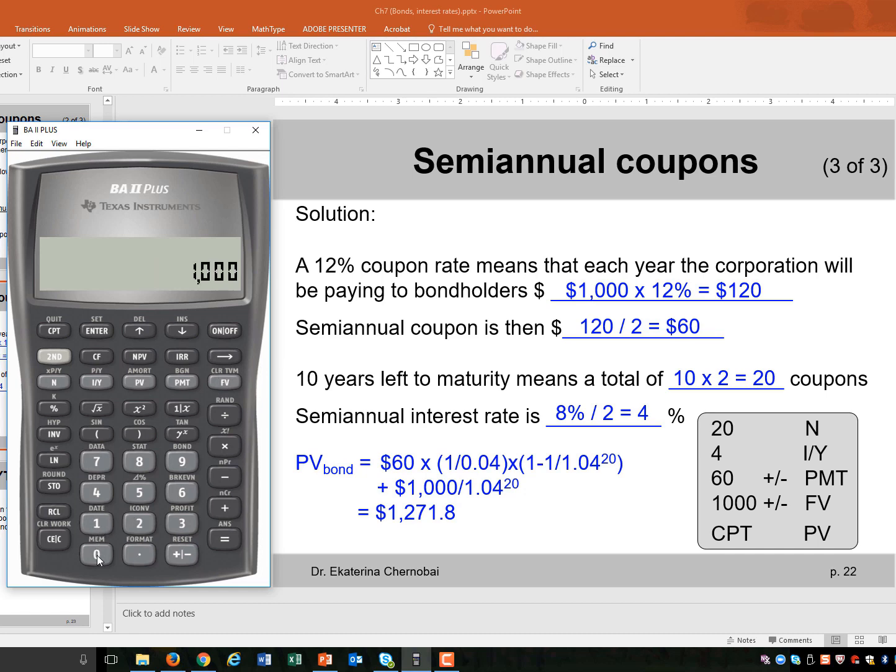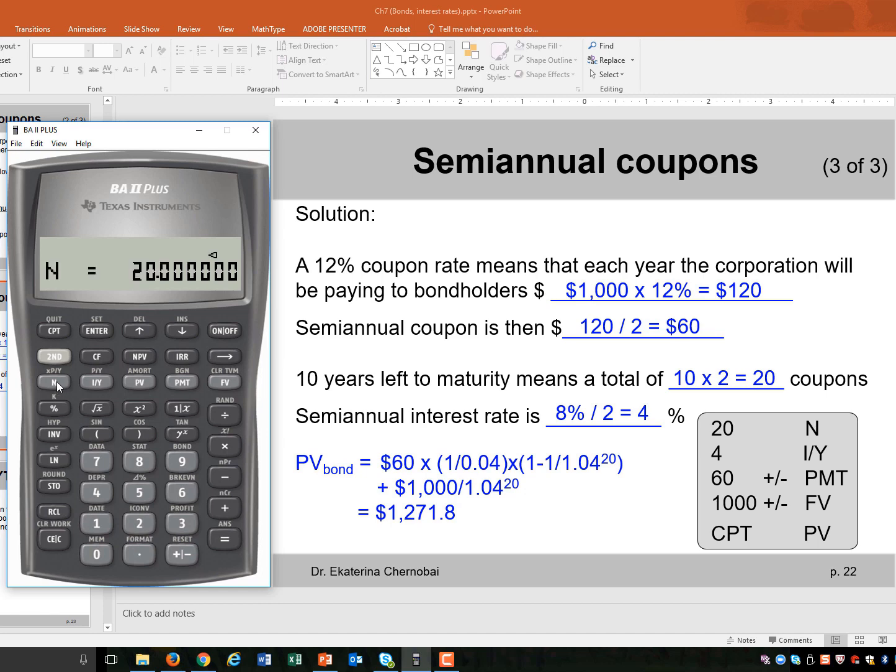1,000, we are making it negative, right? Press the plus minus button and save it as FV. The same sign should be used for the coupon payment. What is our coupon payment? Every half a year, it's $60. So you put 60, you change the sign to negative by pressing the plus minus key, and then you save it as your PMT. Then, how many of those recurring coupons will there be? A total of 20 coupons. You use that for N, 20 N.